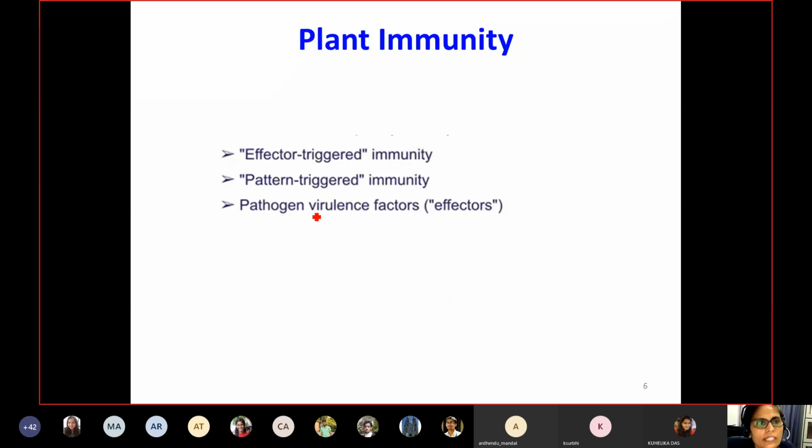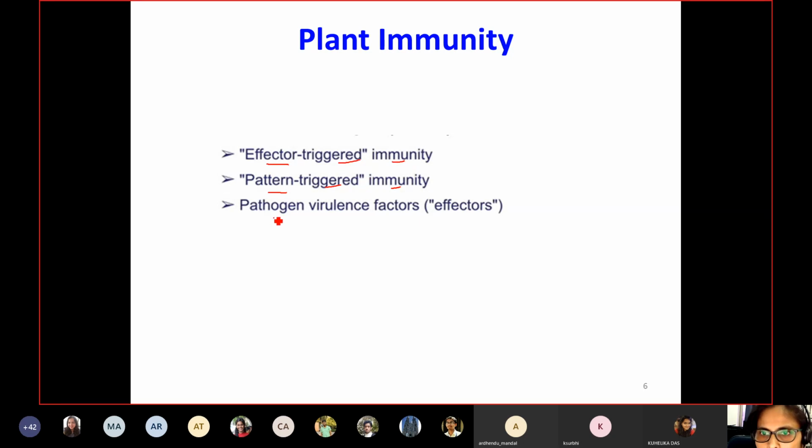So we will discuss a little bit about plants and the immunity of plants and how these two are correlated. For example, plants have two major kinds of immunity. One is pattern triggered immunity and the second is effector triggered immunity.